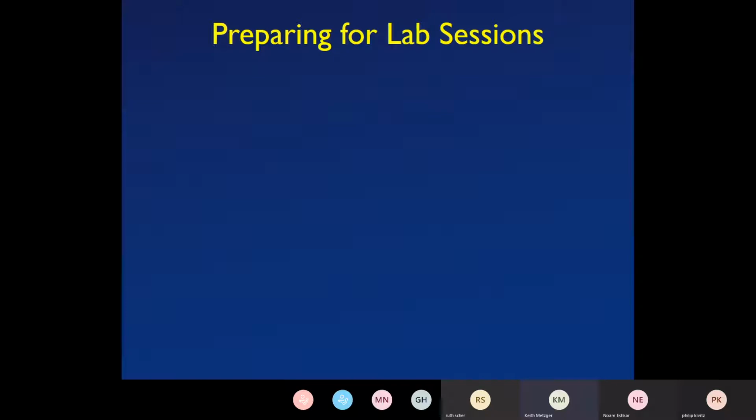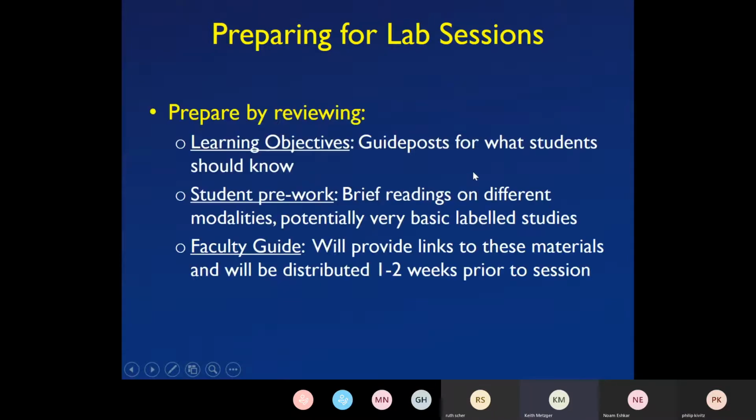Faculty pre-work and preparation. So in order to prepare for lab stations, you'll need to do a little review. So first of all, we will provide you with learning objectives. These are the guideposts for what students should know. So they'll be something like describe the appearance of basic types of tissues on a plain film X-ray, something like that. They'll do pre-work, and this is going to be, like I said, very brief reading or video on different modalities. Potentially, they'll look at a very basic labeled structure or labeled study. You should do this as well, so you know what they're coming in with. We will give you a faculty guide, and that will provide links to these materials, and we'll give it to you about a week or two prior to the session.